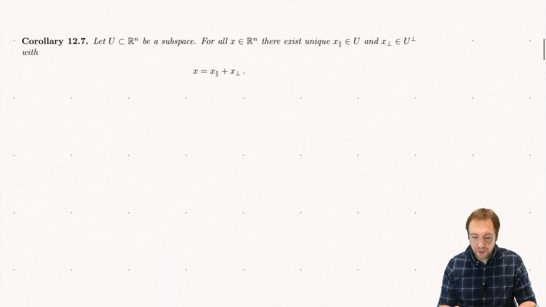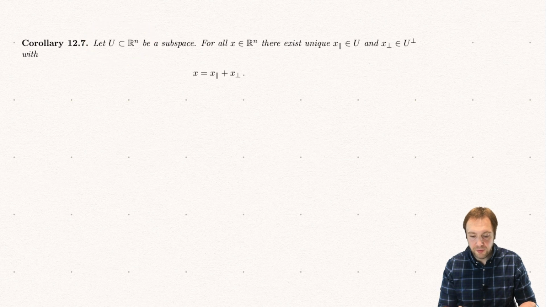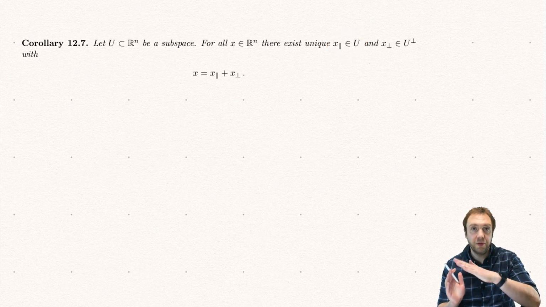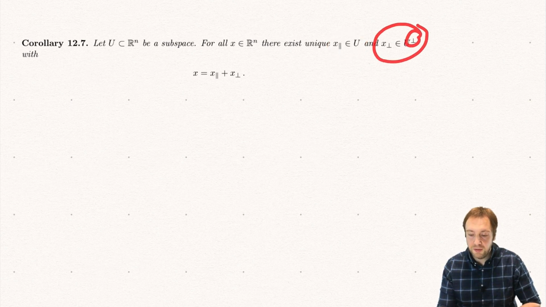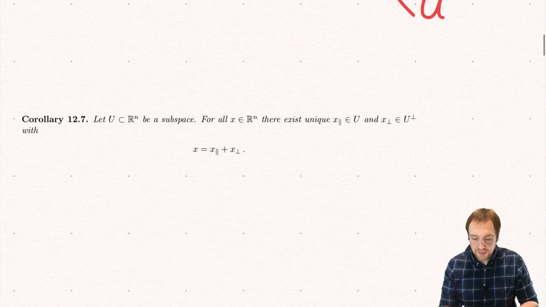So first of all, recall what I just already mentioned, namely this corollary we did last time. If U is a subspace, then for all vectors in Rn, there exist unique x parallel and x orthogonal, where x parallel is in the subspace, and x orthogonal is in the orthogonal complement, such that x can be written as a sum of these two things.